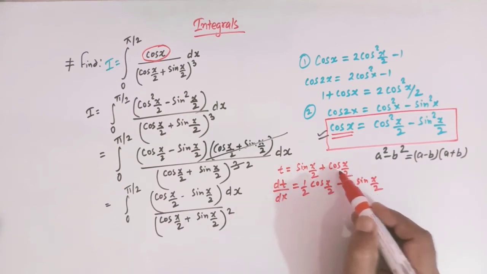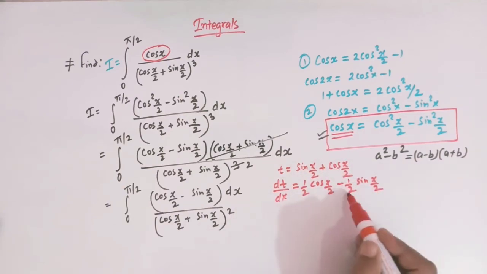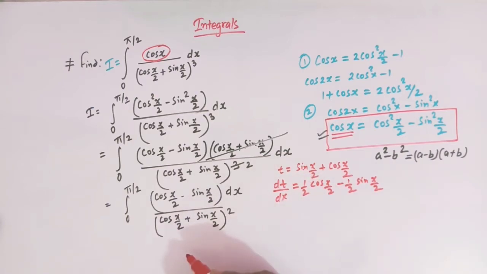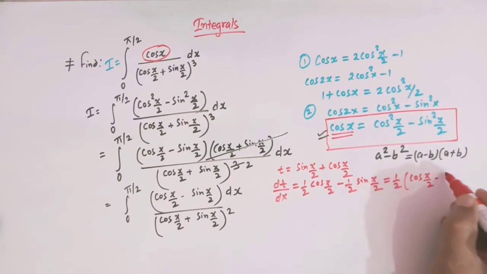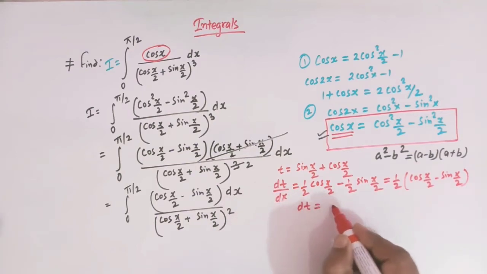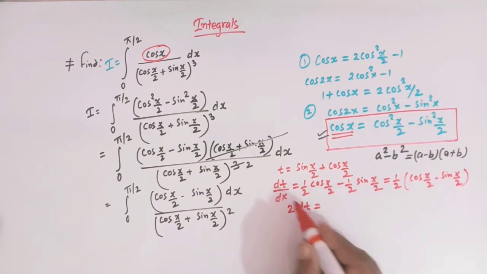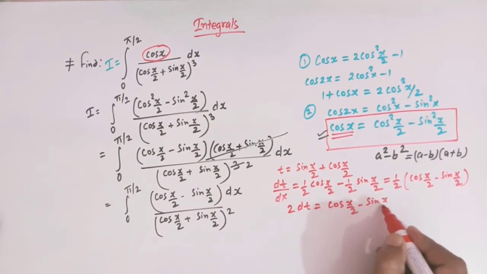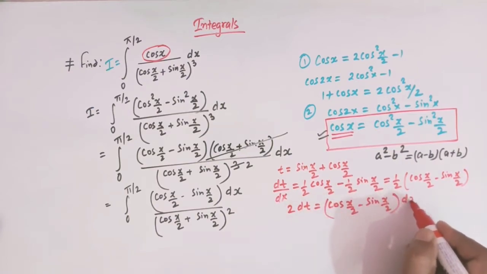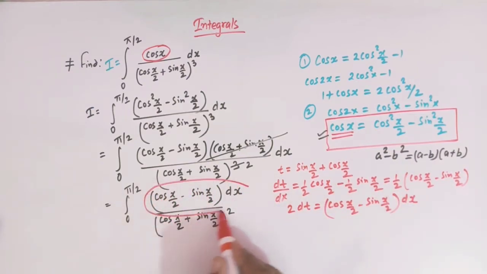So the derivative of the cosine function is negative, and the half factor is due to the chain rule, right? So now we can write half cos x over 2 minus sine x over 2. So dt, or 2 dt, can be written as cos x over 2 minus sine x over 2 dx, right? So now for this term we have 2 dt, and for the denominator we can now write t square here, right?